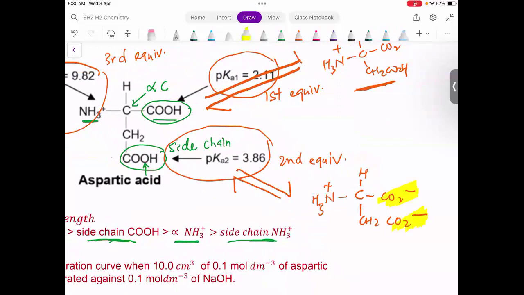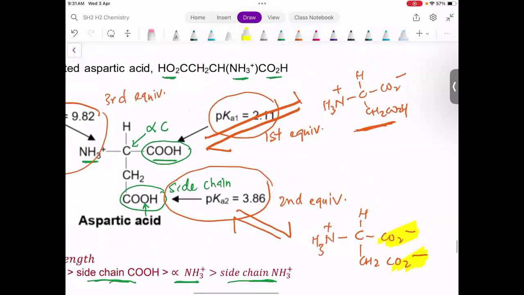Yes? Top and bottom meaning? Don't understand. Oh, okay, understand. So at the second equivalence point, this is the second dissociation taking place.